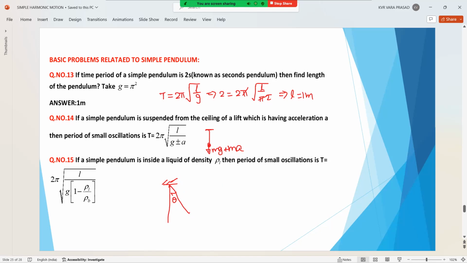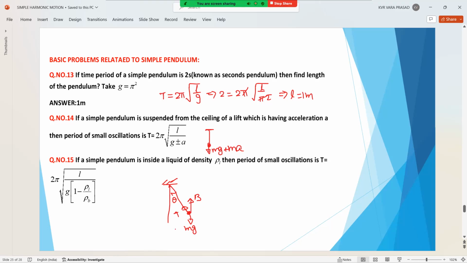See how many forces are acting on the particle. One is mg downwards, tension along the string towards the suspension point, and the next one is buoyancy force vertically upwards. So earlier when we discussed, there was only tension and weight mg. Now one extra force is buoyancy, which is vertically upwards.